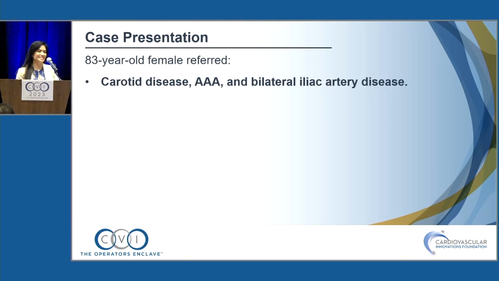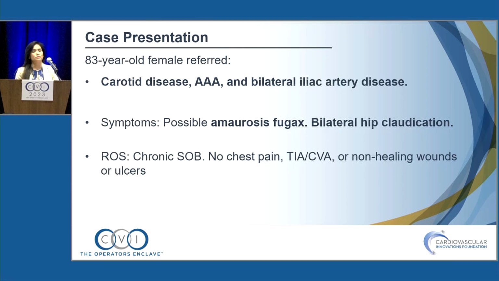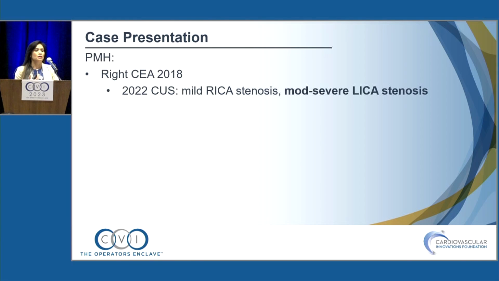Our patient is an 83-year-old female referred for carotid artery disease, abdominal aortic aneurysm, and bilateral iliac artery disease. She had possible amaurosis fugax and bilateral hip claudication for about 6 months. She had chronic shortness of breath with no chest pain, TIA, CVA, or non-healing wounds or ulcers. She had a carotid endarterectomy in 2018, but on most recent carotid ultrasound, she was found to have moderate to severe left internal carotid artery stenosis.